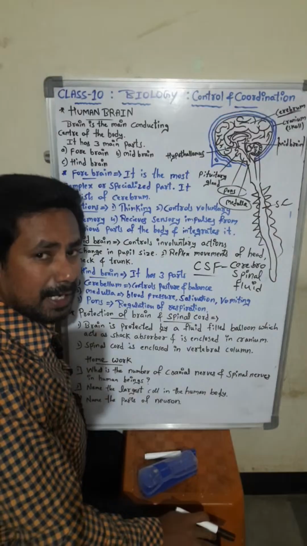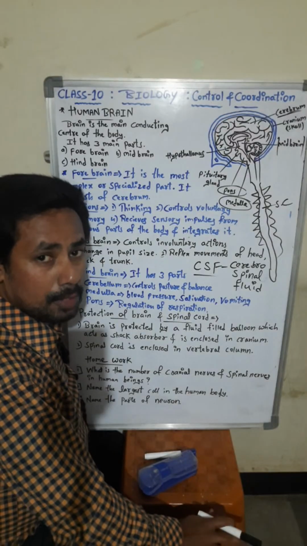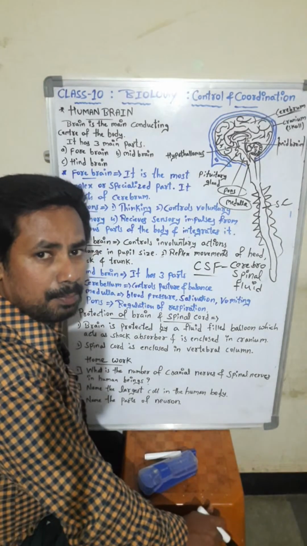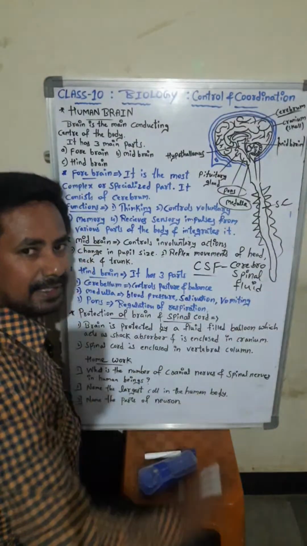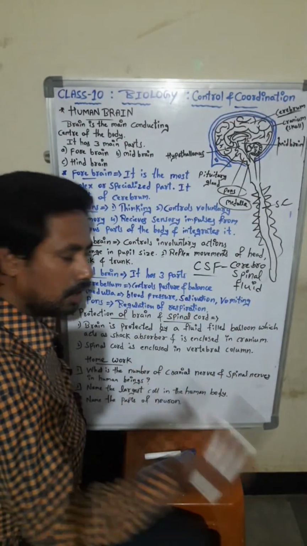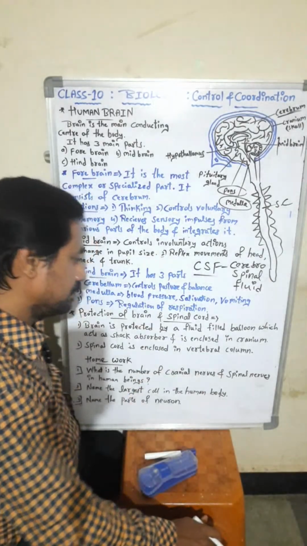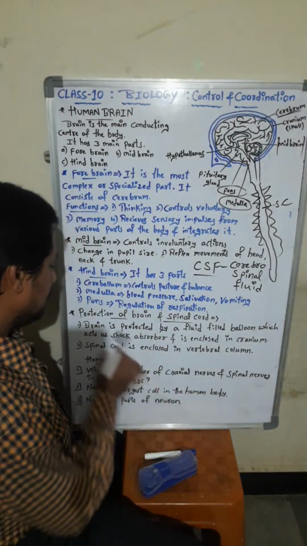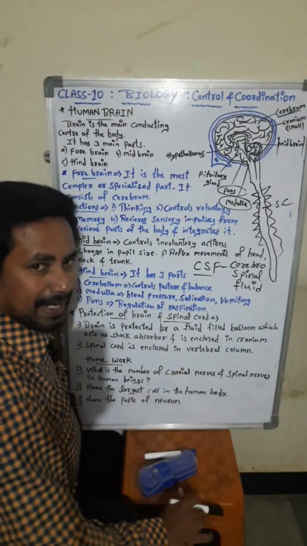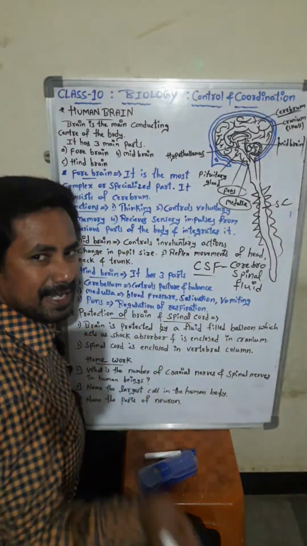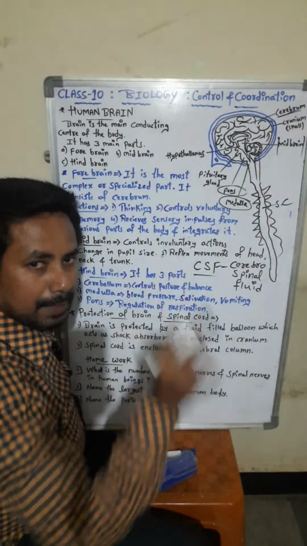Medulla controls blood pressure, BP. We normally call it BP. BP means blood pressure. It also controls salivation and vomiting. So these are all controlled by medulla oblongata. Pons controls respiration. Protection of brain and spinal cord: brain is protected by cranium and spinal cord is protected by vertebral column.